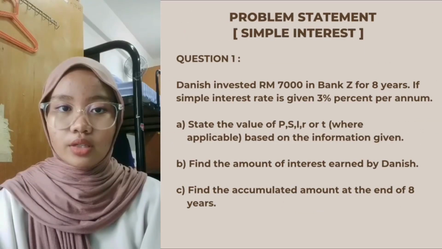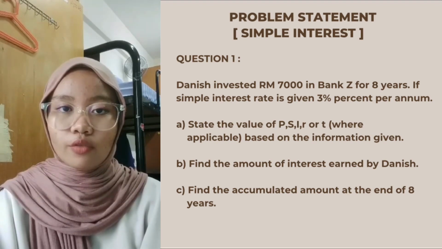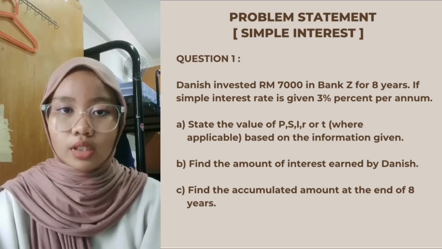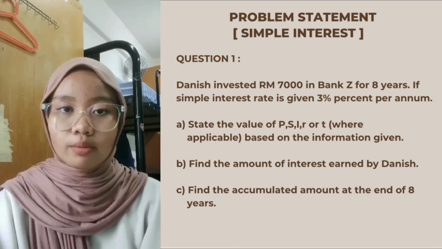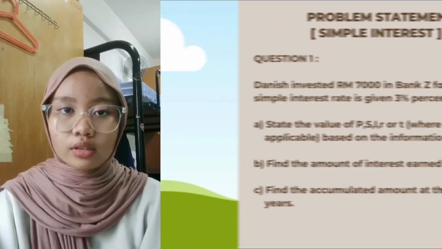Question 1. Danish invests RM7,000 in bank Z for 8 years. If the simple interest rate is given as 3% per annum. A. State the value of P, S, I, R, or T based on the information given. B. Find the amount of interest earned by Danish. C. Find the accumulated amount at the end of 8 years.